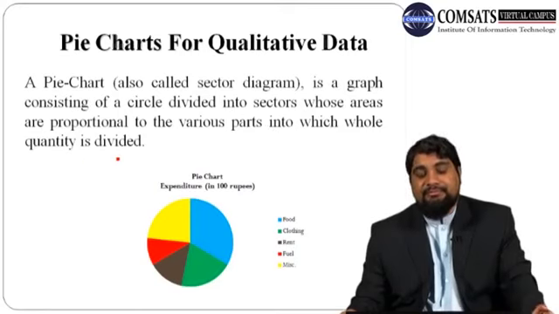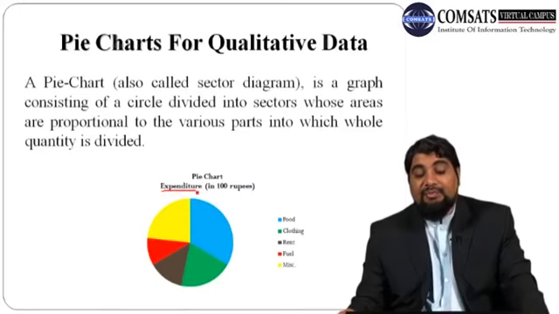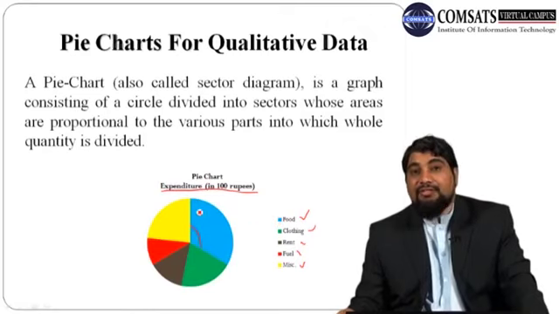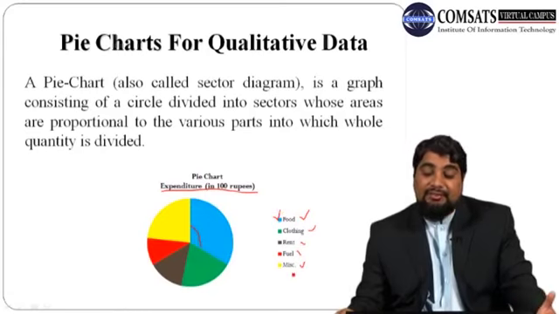So here is a pie chart which is constructed for the data on expenditure in 100 rupees on different items. So for food, for clothing, for rent, for fuel and for miscellaneous items. From this pie chart you can see that this blue color represents food. This blue color is showing the major portion. So we can see that the expenditure for food is the highest as compared to all the 4 categories.